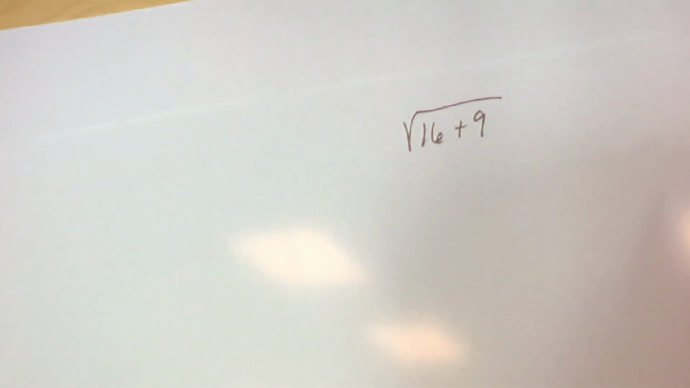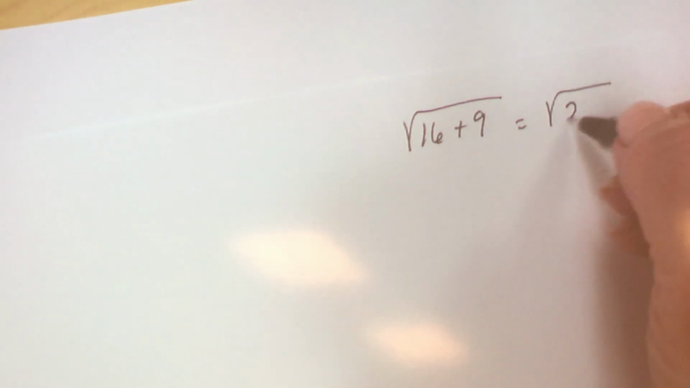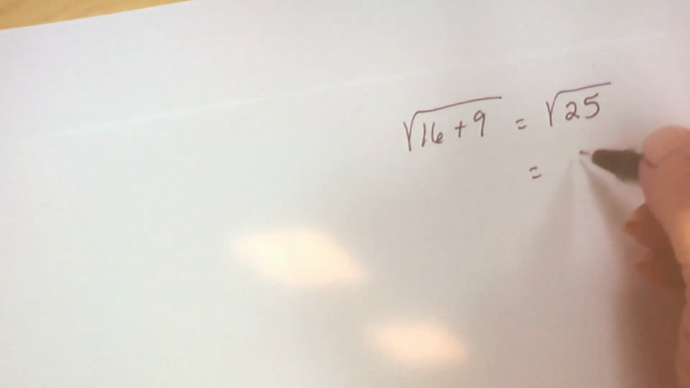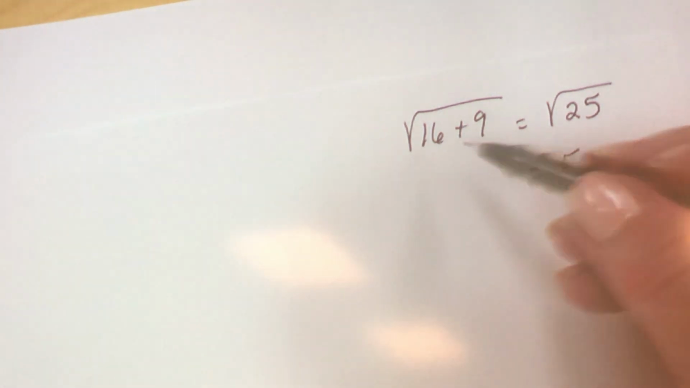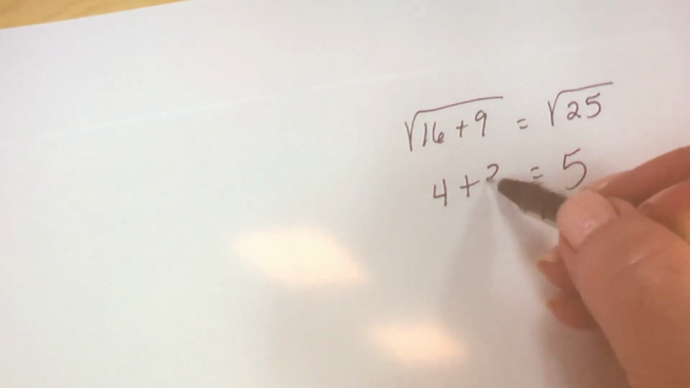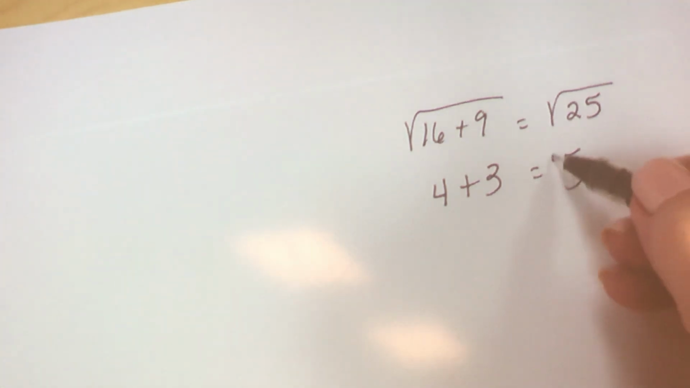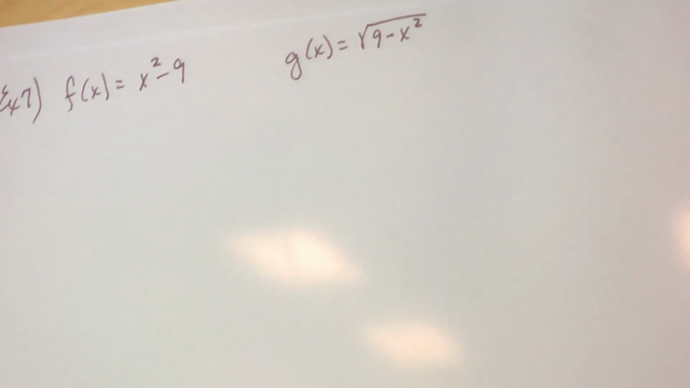I'm going to do 16 plus 9. The square root of 16 plus 9. What is 16 plus 9? 25. What's the square root of 25? So I know this should be 5, right? If you could split it, it would be 5. What's the square root of 16? What's the square root of 9? Is 4 plus 3 equal to 5? No. You can't do that, people. You can only do it if it's multiplied, not added or subtracted. So that's the first thing I want to make sure y'all don't do.